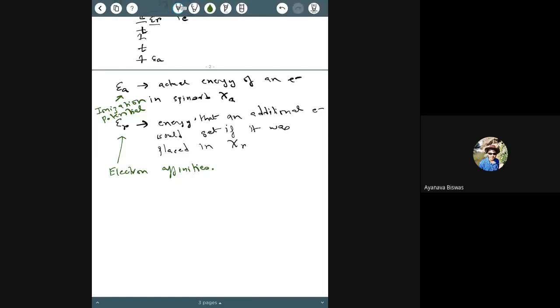No, actually it would not, because the optimized orbitals for the n minus 1 or n plus 1 systems would in general be different from the orbitals that you get when you optimize them for the n electron system. So the fact that we are calling epsilon A and epsilon R the IP and EA, that is with the clause that I am constructing the n minus 1 Slater determinant from the orbitals of the n electron system.